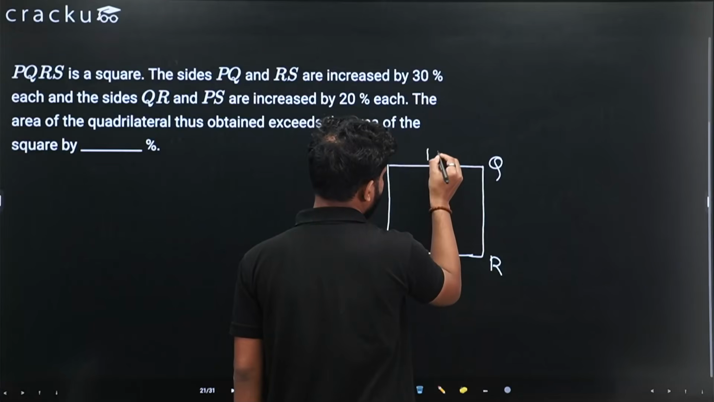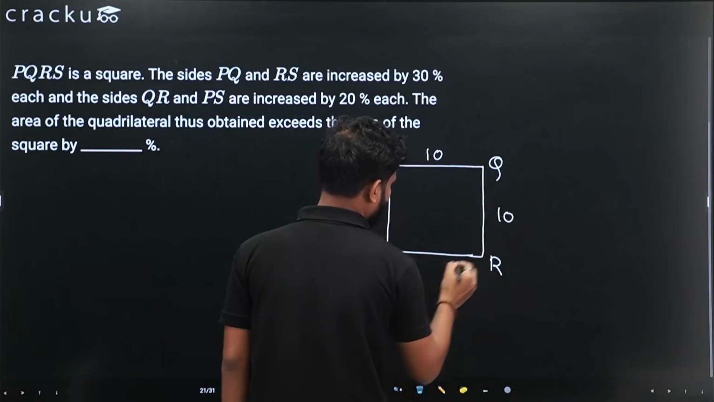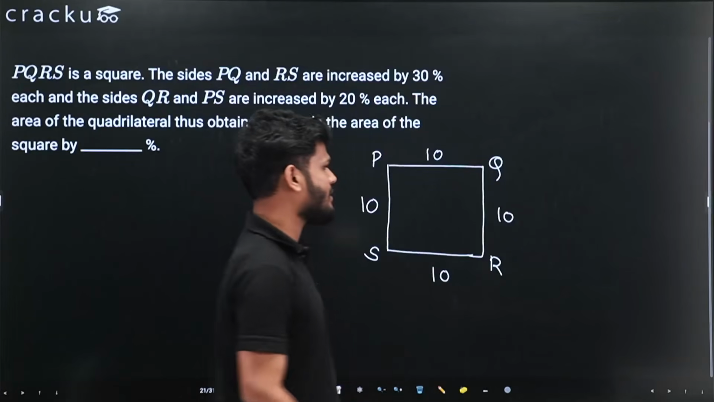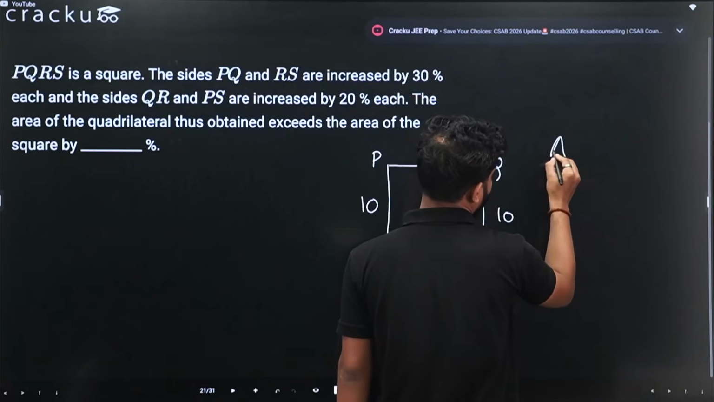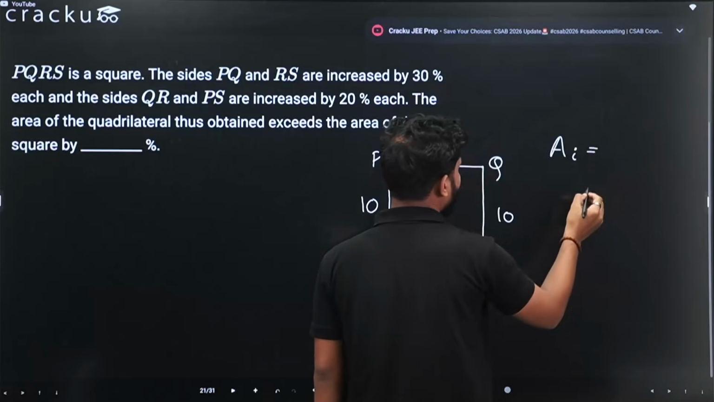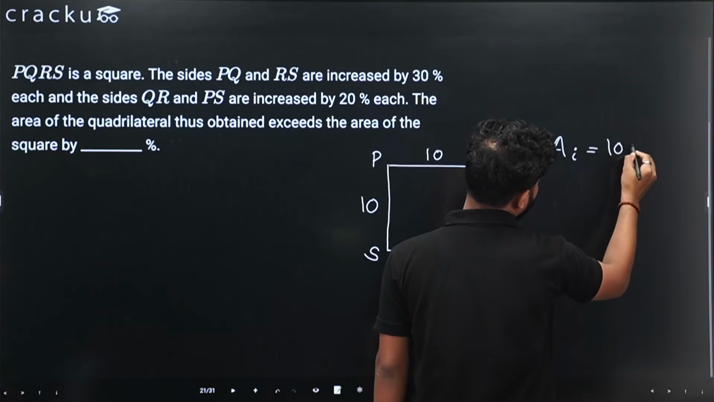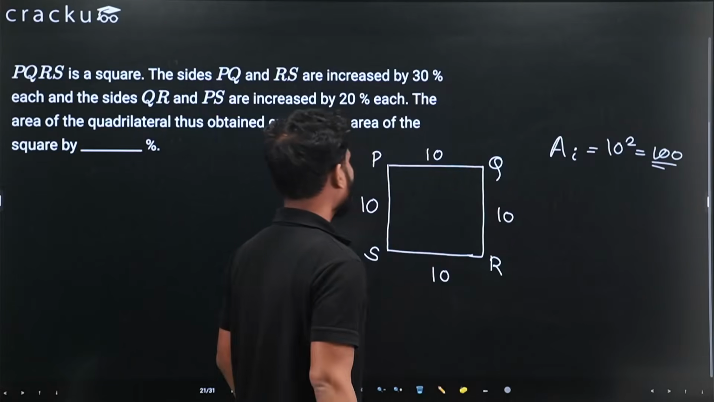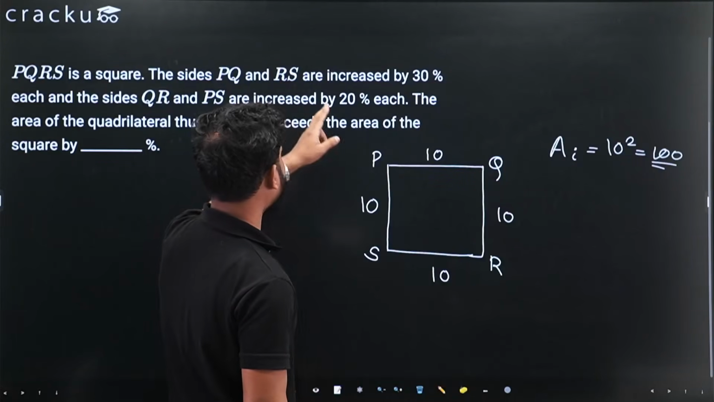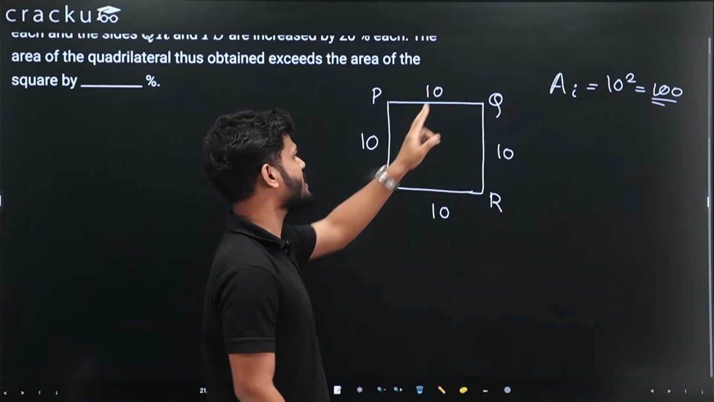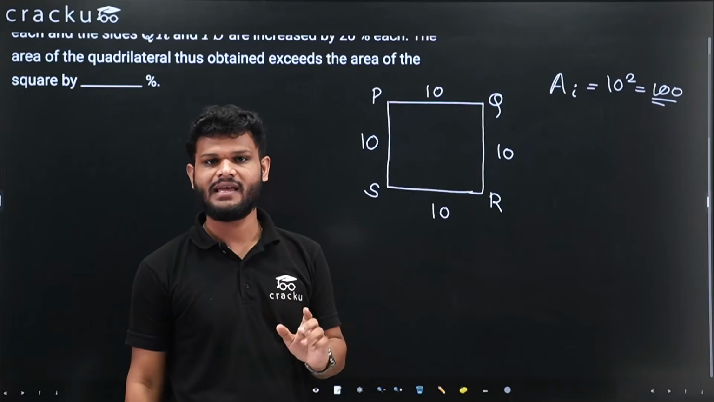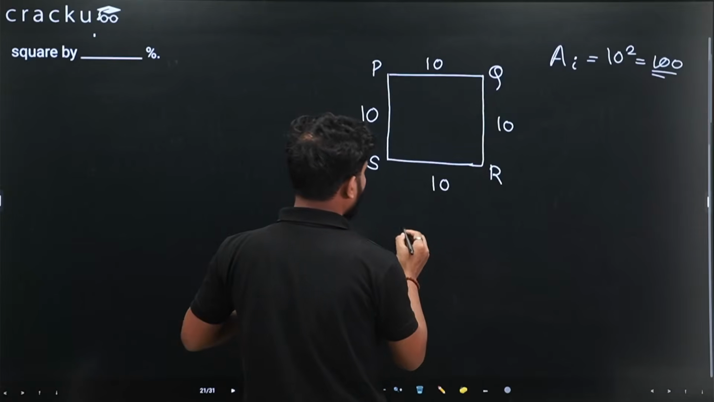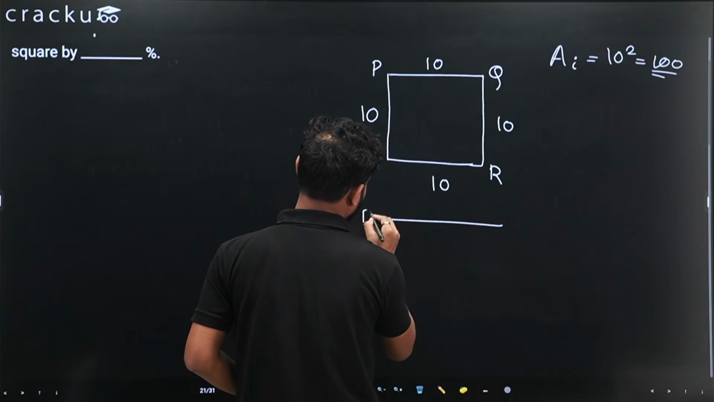Let us say PQ is 10, QR is 10, this is 10 and this is 10. So what is the area of this square? It is nothing but, let us say initial area is 10 square which is 100. So 100 is the initial area. Now what happened? PQ and RS are increased by 30%. What is 30% of 10? It is 3 and it is increased. So we will add it, 10 plus 3. So PQ will be 13.